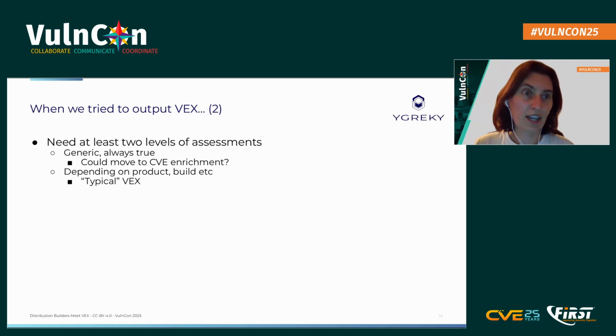So like fixing NVD entries, and that could probably all go to CVE enrichment. And then we have assessments that are specific to products, to a specific build configuration, and this is more similar to a typical VEX. Currently we have the one set of metadata that is describing everything, because we couldn't find a good format to express everything else.